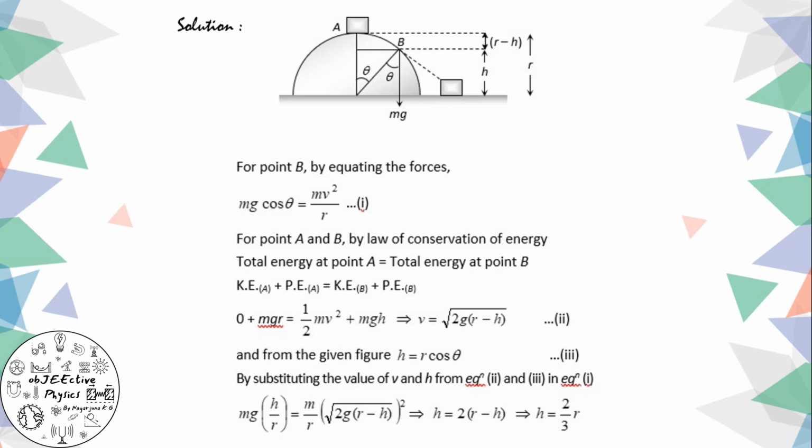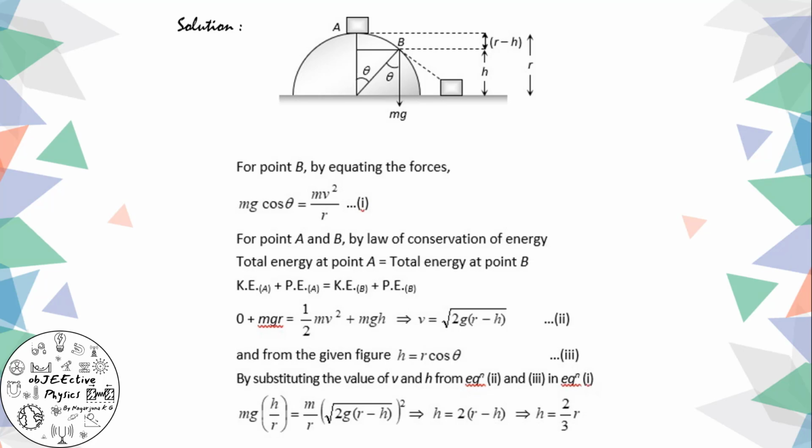For points A and B, by the law of conservation of energy, total energy at point A must be equal to total energy at point B. That is, 0 plus mgr is equal to half mv square plus mgh, or v is equal to square root of 2g into (r minus h), equation 2.